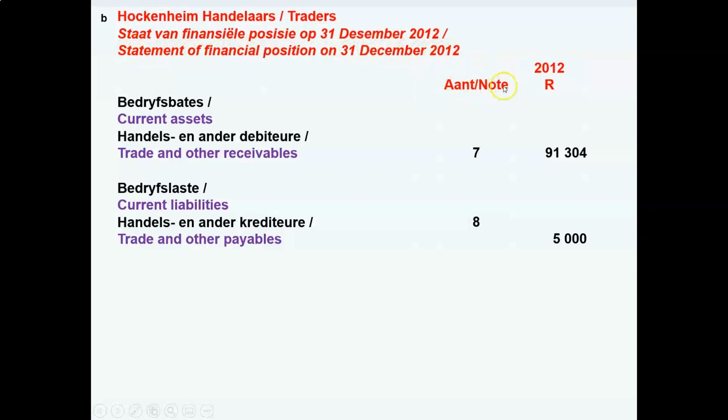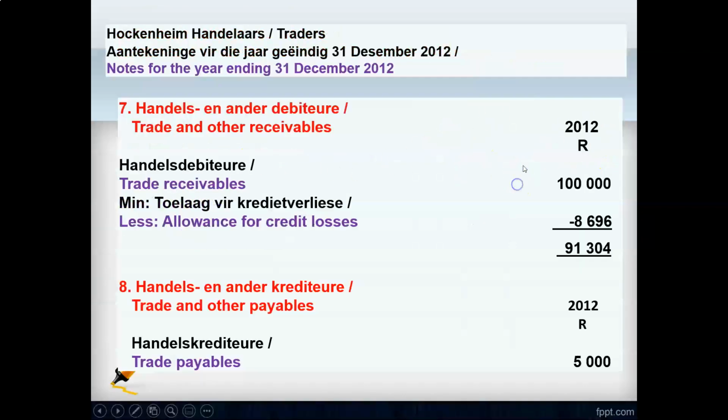We will have a column for note indications. We will have a column for what year we are working in. Again, you're going to write 2012. And in what currency are we working? We are working in rands. Under current assets, trade and other receivables, note and an amount. Now, let's go and check that amount out.